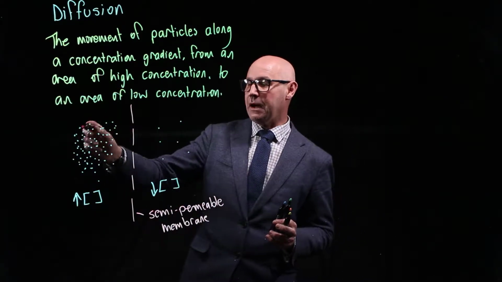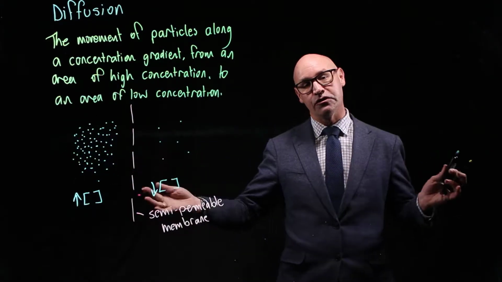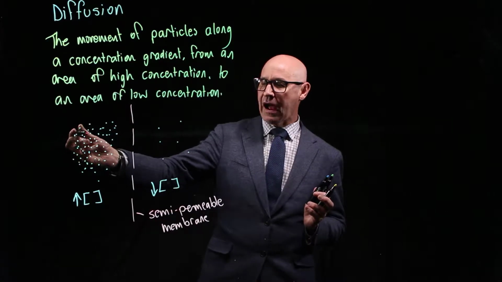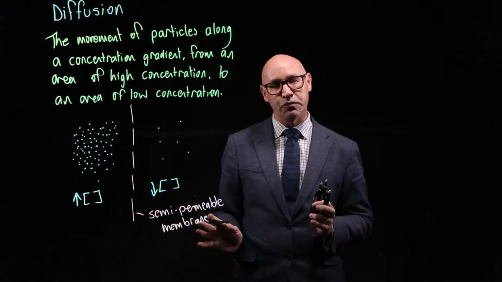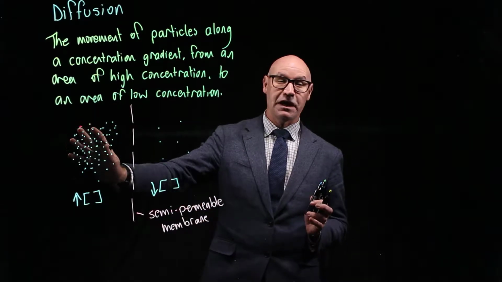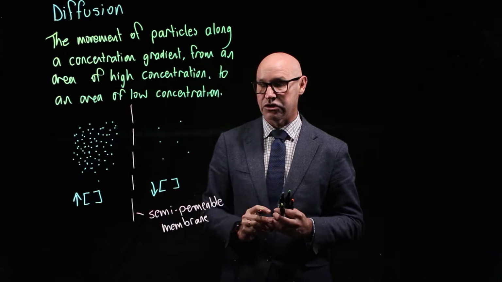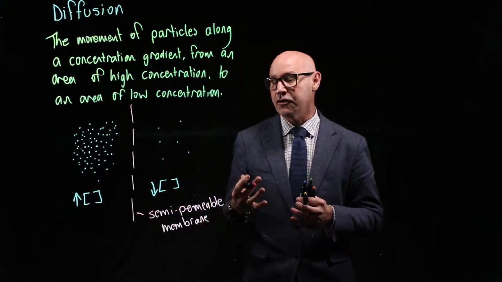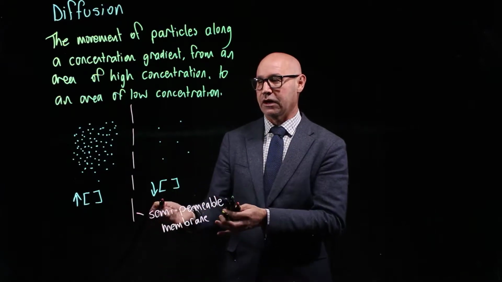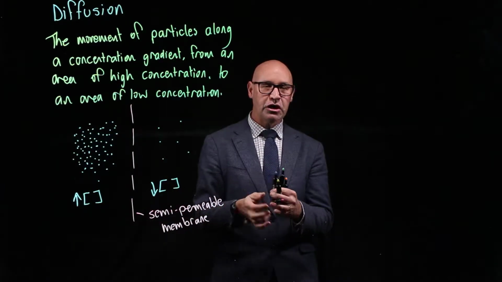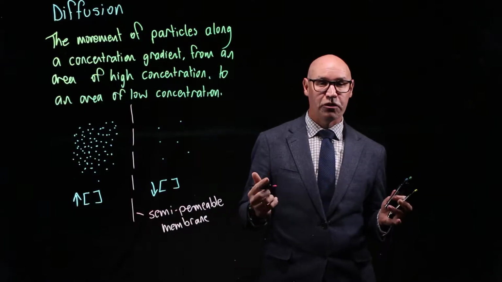So if these particles, of whatever they are in the body, there might be glucose or oxygen, if they're able to cross the membrane, then that diffusion will still occur. It will still move from an area of high concentration to an area of low concentration, and it will balance out to the point where we get equilibrium, equal amounts on either side. Okay, so I'm going to show you two examples of how this occurs in the human body.